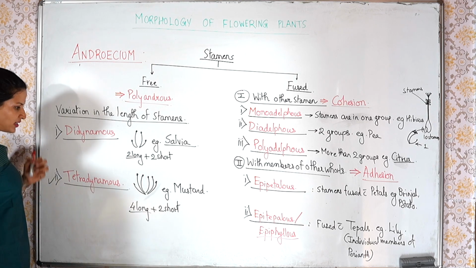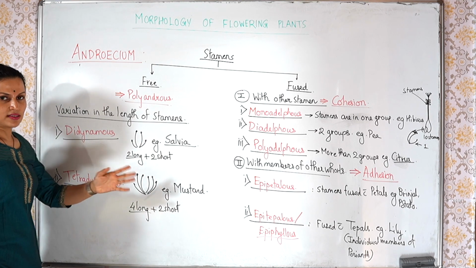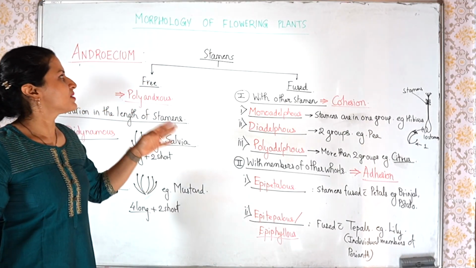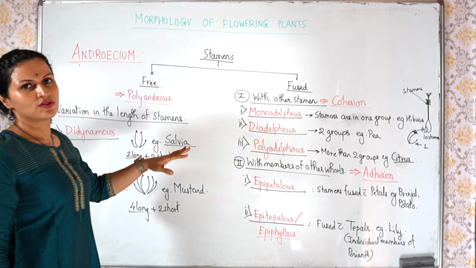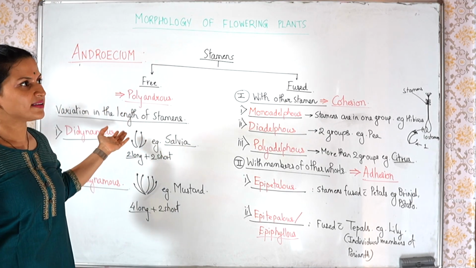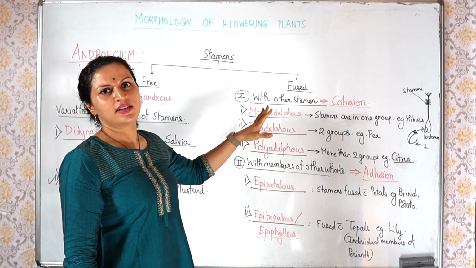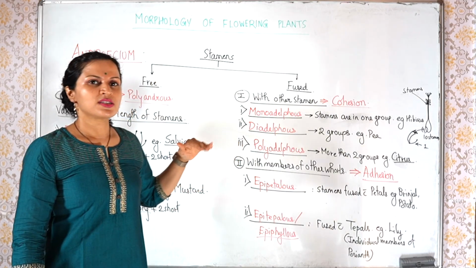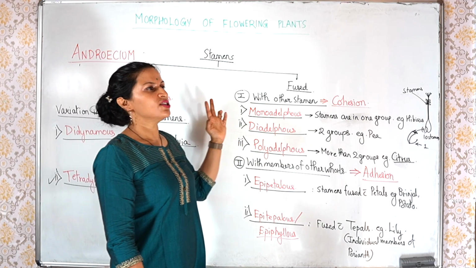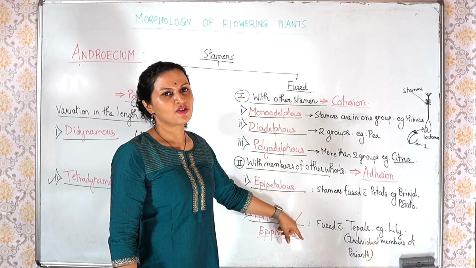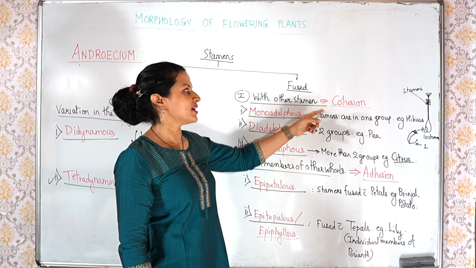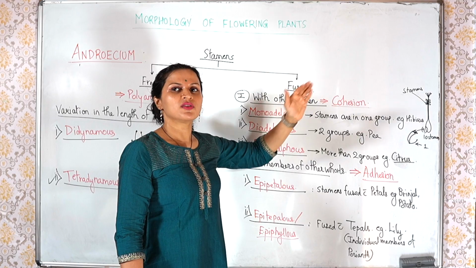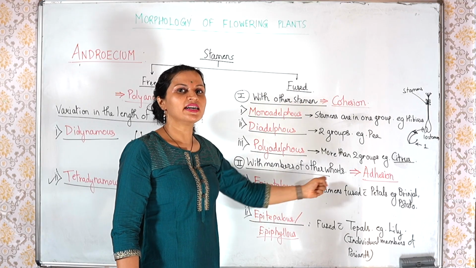Important, it was asked for NEET. All these examples are important under this section. So quick recap, stamens can be either free or fused. If they are free, that's called Polyandrous condition. If they are fused, it is called Gamoandrous condition, but this term is not there for you. Fused stamens can either be fused with each other or they can be fused with other floral parts. If they are fused with each other, that's called cohesion. If they are fused with other floral parts, that's called adhesion.